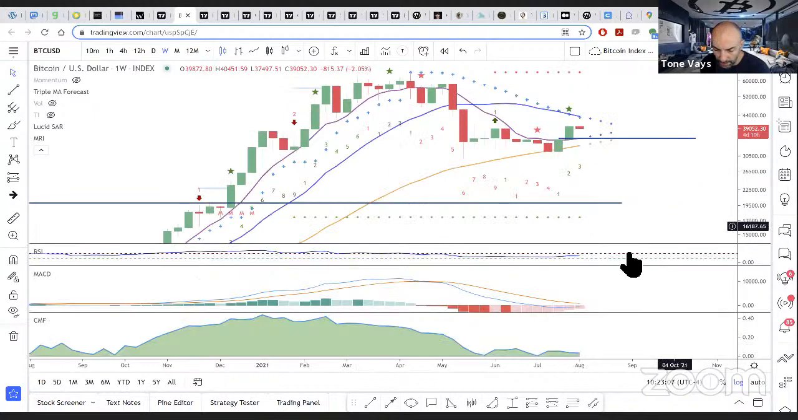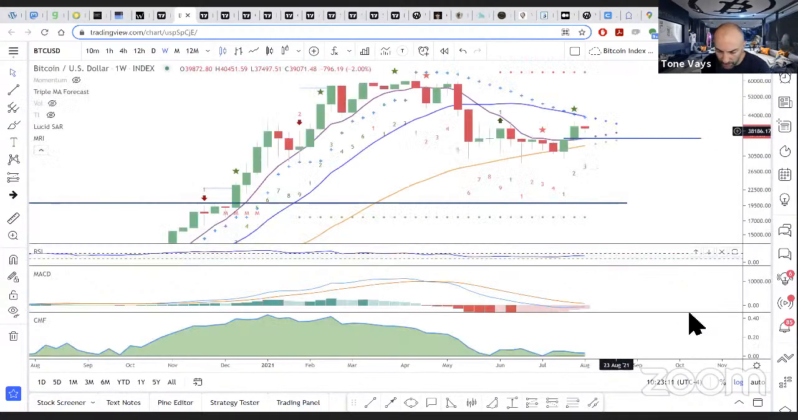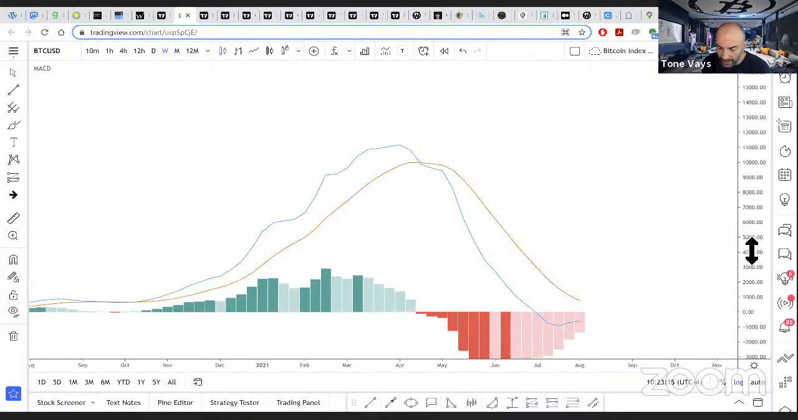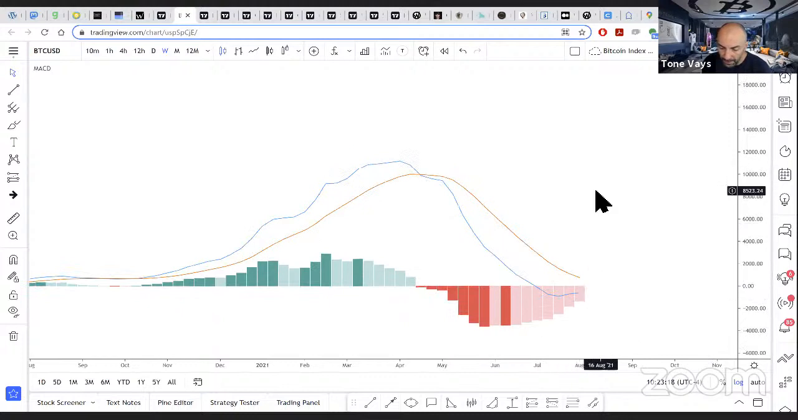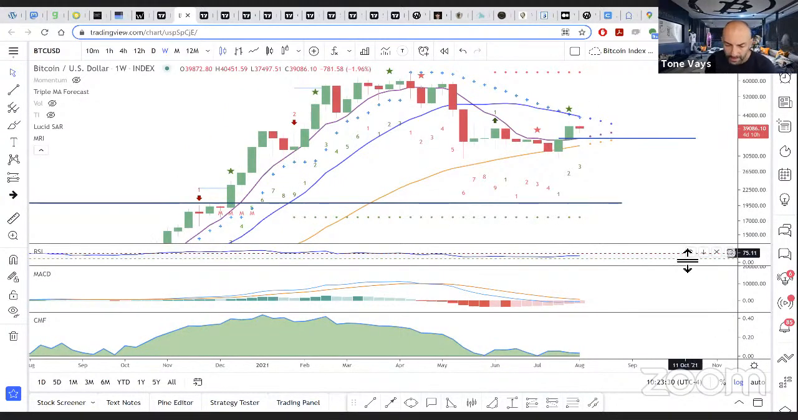There are, of course, other metrics, like, for example, the RSI, which I see as neutral, and the MACD, which I see as on the verge of flipping bullish while still slightly favoring the bears. I don't like the CMF here. I don't like the decline in CMF. I would like to see that rise up. Million other metrics out there, but these are the ones that I am currently using.